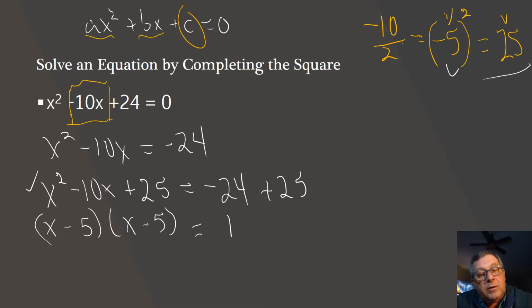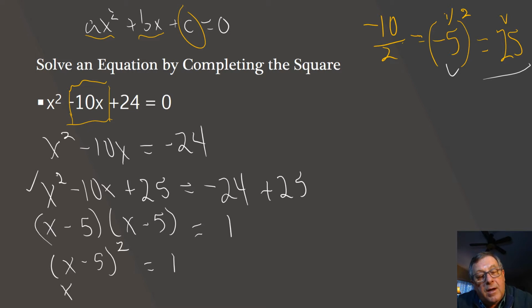And so now we're going to set this as x minus 5 squared, because that's what we're doing, x minus 5 times x minus 5 equals 1. And now we're going to use our square root property. So we're going to take the square root of both sides of this equation. And when we do, if we're taking the square root of something squared, it's just the square root and the square is going to cancel.